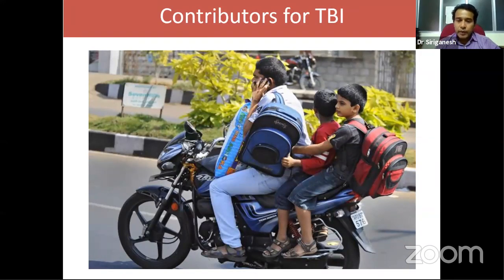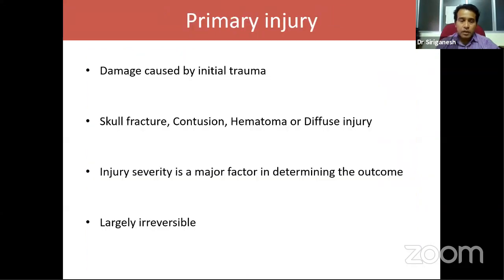Most of us would be guilty of being careless with respect to potential traumatic brain injury. As this figure depicts, some of the common elements which contribute to traumatic brain injury are speaking on the phone while driving, not wearing protective headgear or a helmet, traveling with more people than is legally allowed, carrying more weight which can lead to imbalance, and driving on the wrong side of the road. These are some attributes which can contribute to traumatic brain injury.